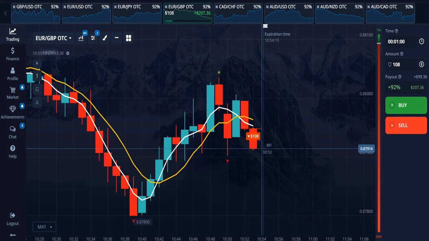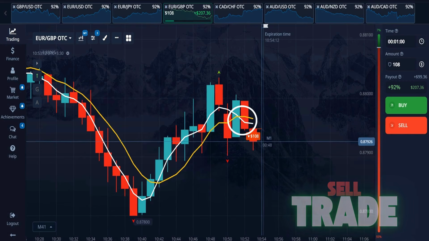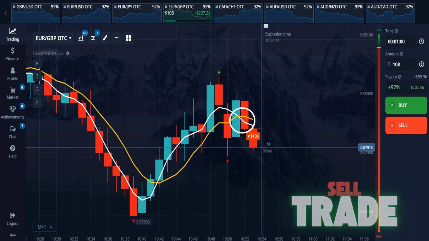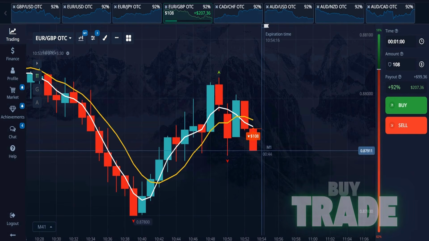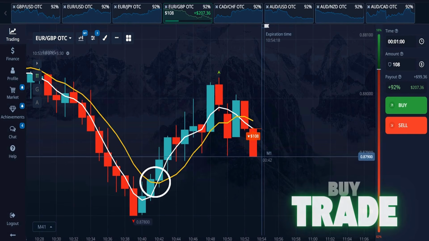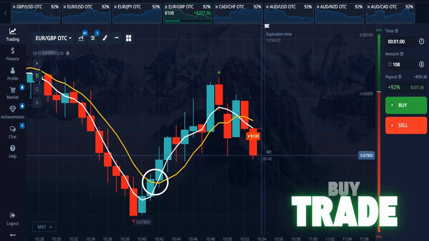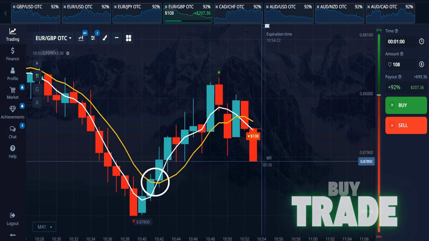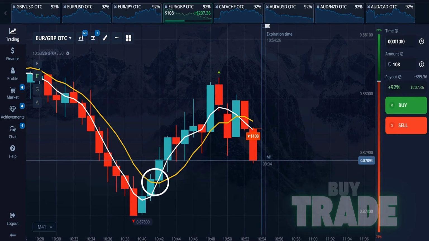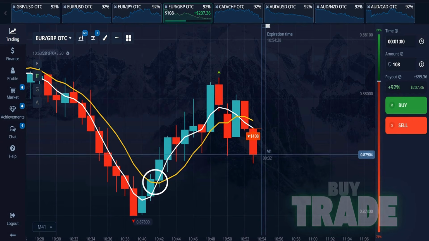Here's how it works. For a sell trade, when the fast-moving average crosses below the slow-moving average. For a buy trade, when the fast-moving average crosses above the slow-moving average. These crossovers help us identify potential market trends. But to ensure accuracy, we'll use three confirmations before entering a trade.